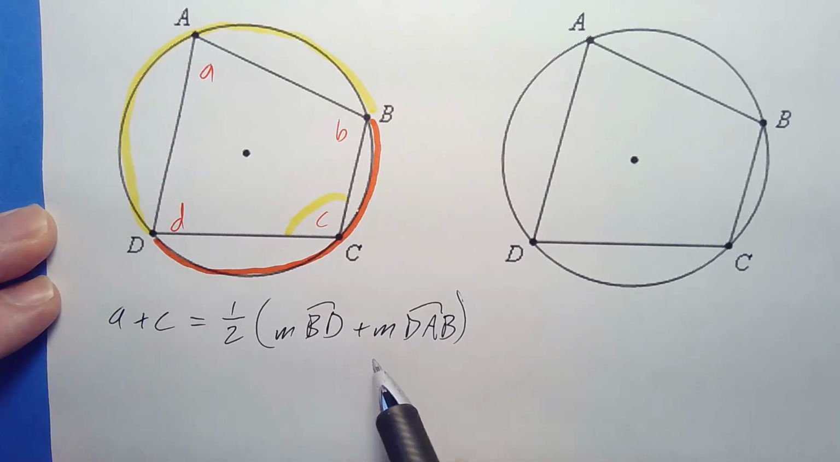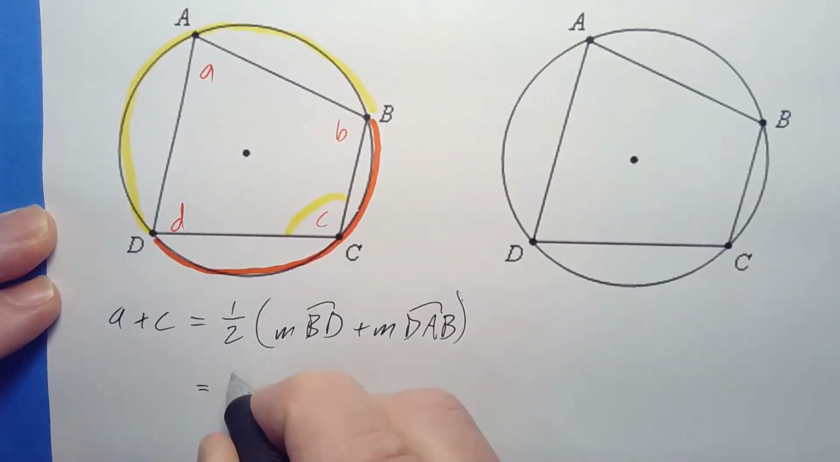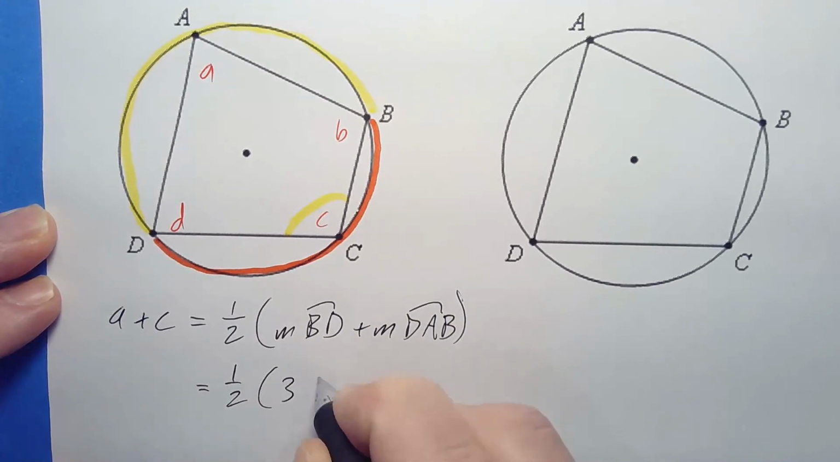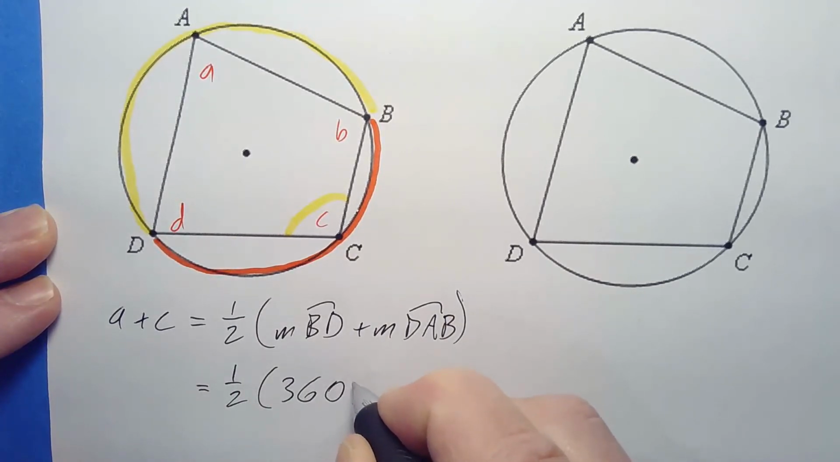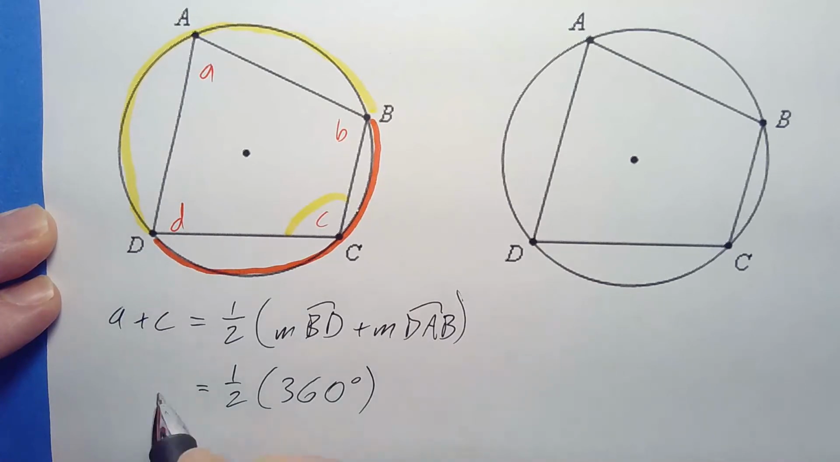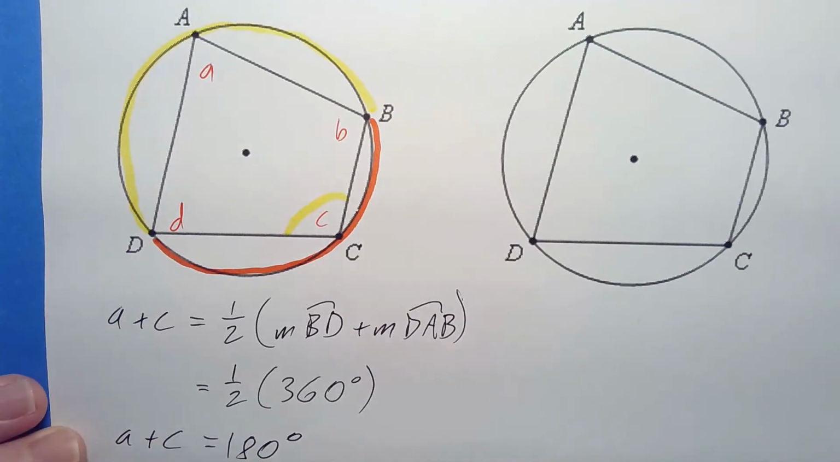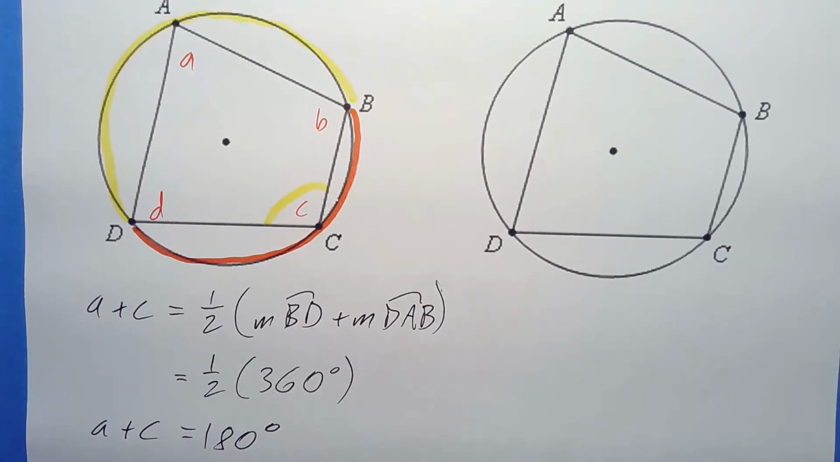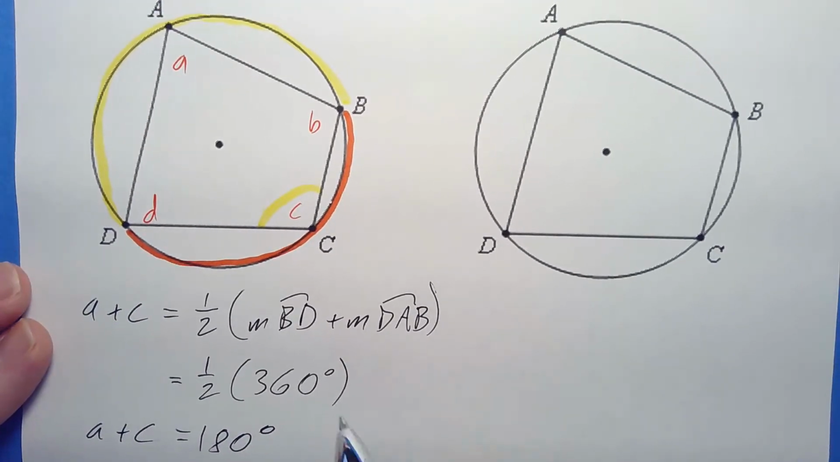But let's think about this for example. Look, this is all the way around. Well, sure, I could write it down. Look, that's just 360 degrees, isn't it? That's 360. A plus C, well, half of 360, that's 180. Okay. So what I just figured out here is, look, I got rid of all the specifics. Look, this is true no matter what. If I generalize this to any inscribed quadrilateral, it's going to be 180.